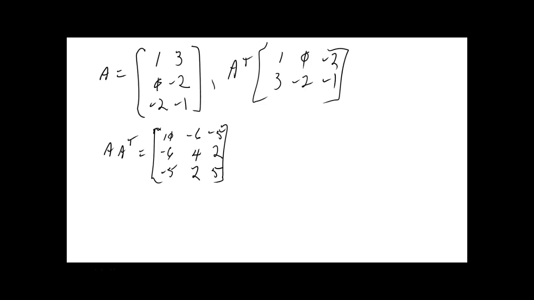I don't know if anything reaches out and grabs you about this right at the beginning. It's a symmetric matrix. Notice the diagonal doesn't have to be 1 like the last one was, but the opposite entries are exactly the same: negative 6, negative 6, negative 5, and 2 and 2. This reflects across the diagonal. Now, the interesting thing is, let's do it the other way. So A transpose times A.